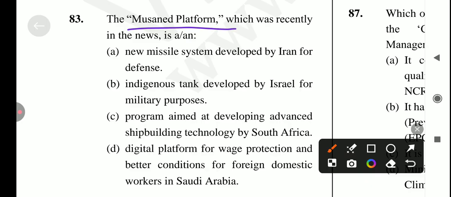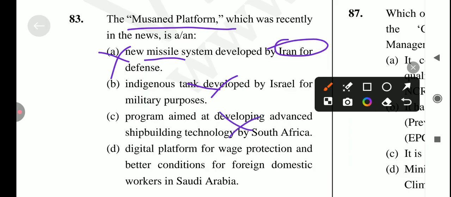Okay, let's come to the next question: the Musaned platform, which was recently in the news, is a, what is it? So the first statement is, a new missile system developed by Iran for defense. Is it true? No, it's not a correct statement. Next, an indigenous tank developed by Israel for a military purpose. No. A program aimed at developing advanced shipbuilding technology by South Africa. No. It's a digital platform for wage protection and better conditions for foreign domestic workers in Saudi Arabia. Yes, it's a correct statement. So the answer for this question is option D.